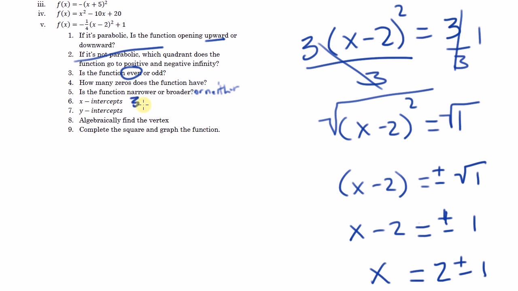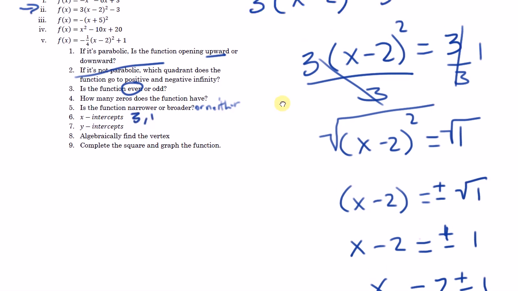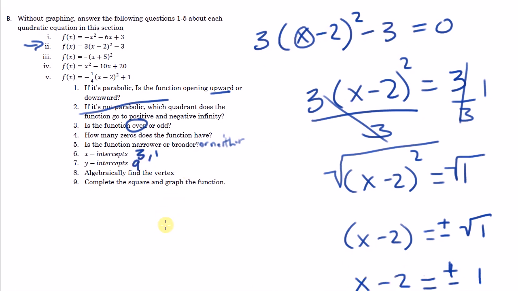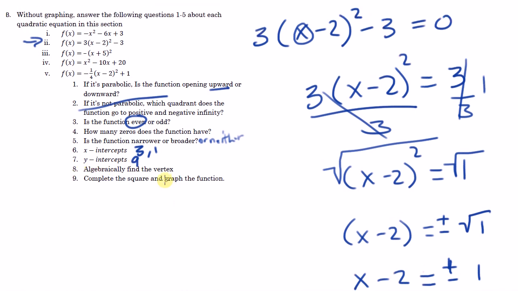Okay, so 3 and 1. On the y-intercept, it's going to be when x is 0. So if x is 0, we have 4 times 3 is 12. We have 9. The vertex, algebraically, this is already, the square is already completed. So it's going to be the opposite of this. So 2, comma, negative 3.